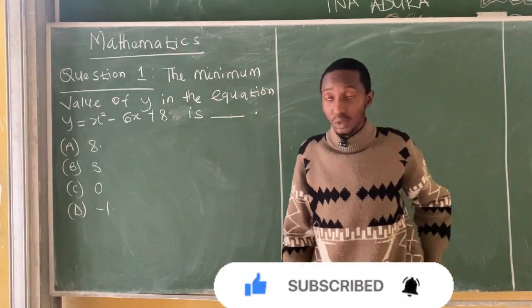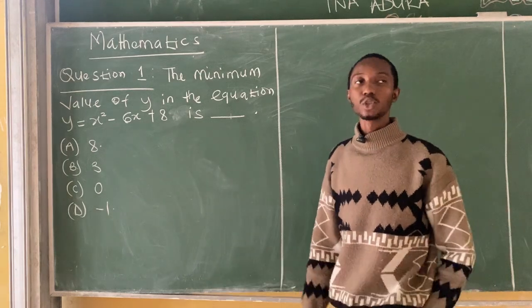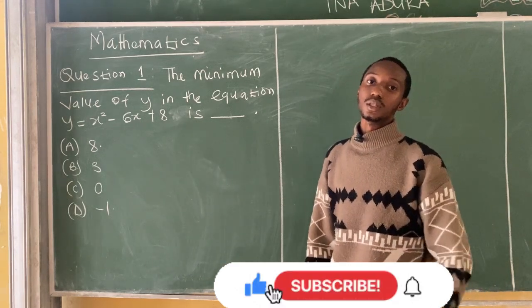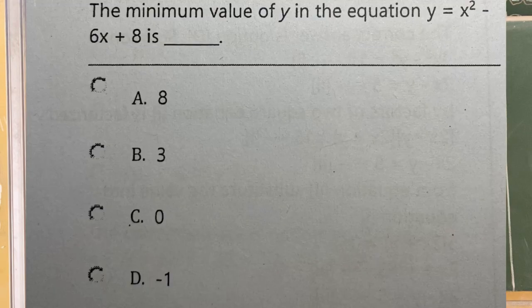In today's tutorial video, we'll be solving about 10 PostUTME most repeated past questions. The first question we have on the board says the minimum value of y in the equation y equals x squared minus 6x plus 8 is dash. A, 8, B, 3, C, 0, D, minus 1.